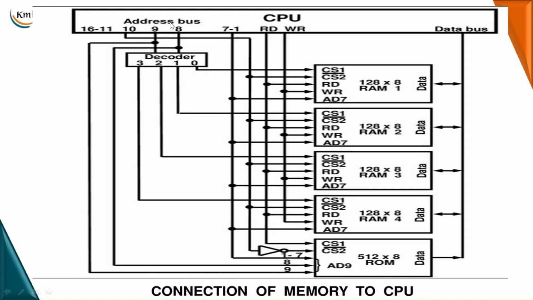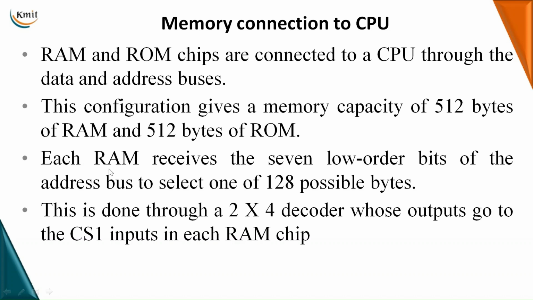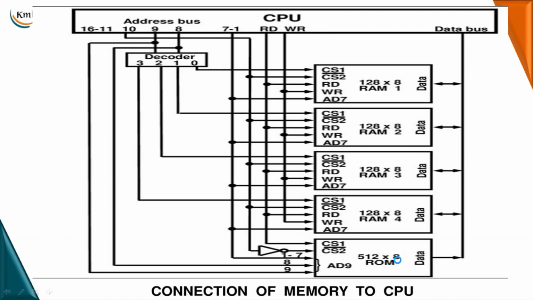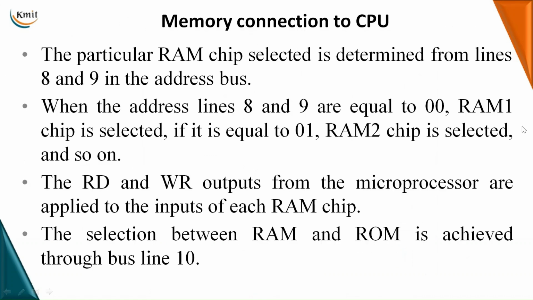So this is how the connection is made between the main memory and the CPU: the address and data bus of the CPU are connected to your RAM chips as well as the ROM chips in order to perform a read or a write operation between the main memory and the CPU. Each RAM receives the 7 low order bits of the address bus to select one of the 128 possible bytes of your RAM. This is done through a 2 by 4 decoder whose outputs go to the CS1 inputs of each RAM.